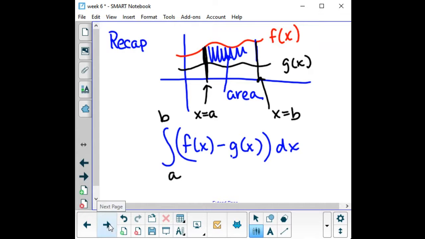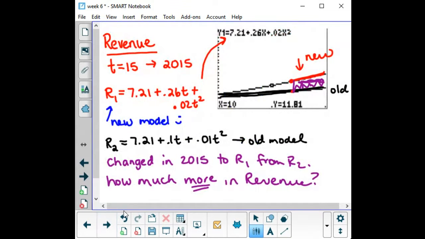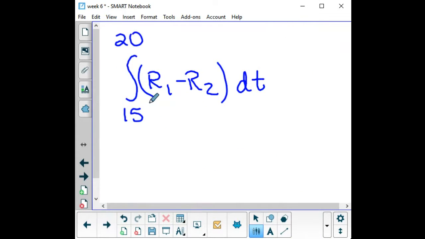Now, I'm just giving names, things that these functions represent. So my f of x and g of x, my top and my bottom, are these revenue functions. So if I have two revenue functions, the space between them is going to be the additional revenue earned, the revenue gained. So I'm going to end up taking this integral.